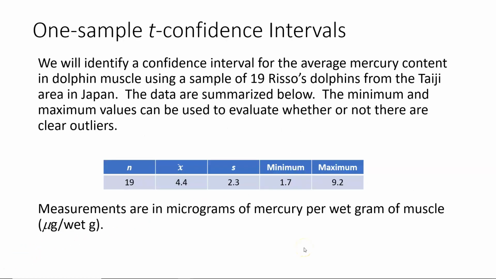So let's look at our example, which is from the textbook. We're going to identify a confidence interval for the average mercury content in dolphin muscle using a sample of 19 Risso's dolphins from the Taiji area in Japan. The data is summarized in the table below. The minimum and maximum values are going to be used to evaluate whether or not there are clear outliers in the data. Please take note that all measurements of the sample statistics are in micrograms of mercury per wet gram of muscle.